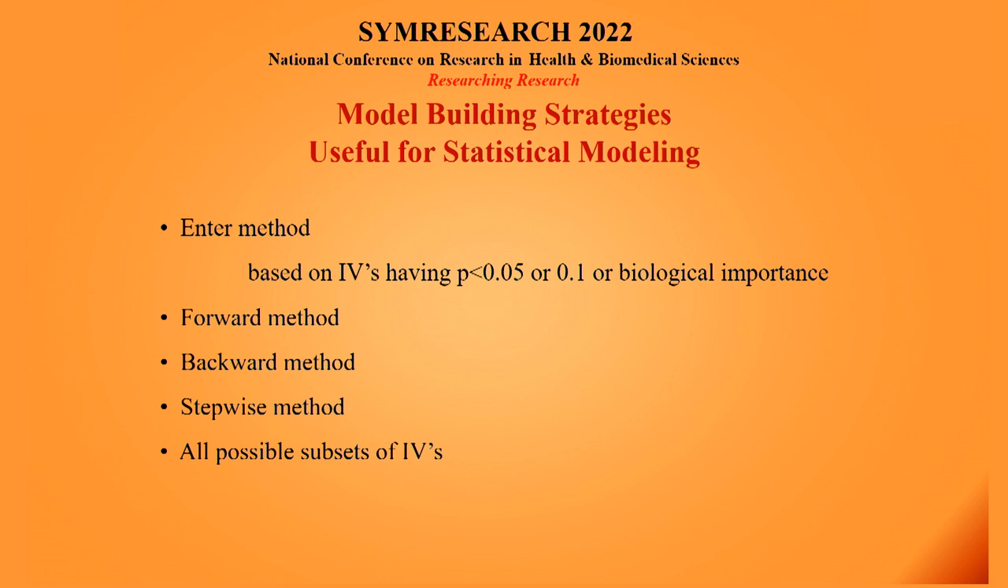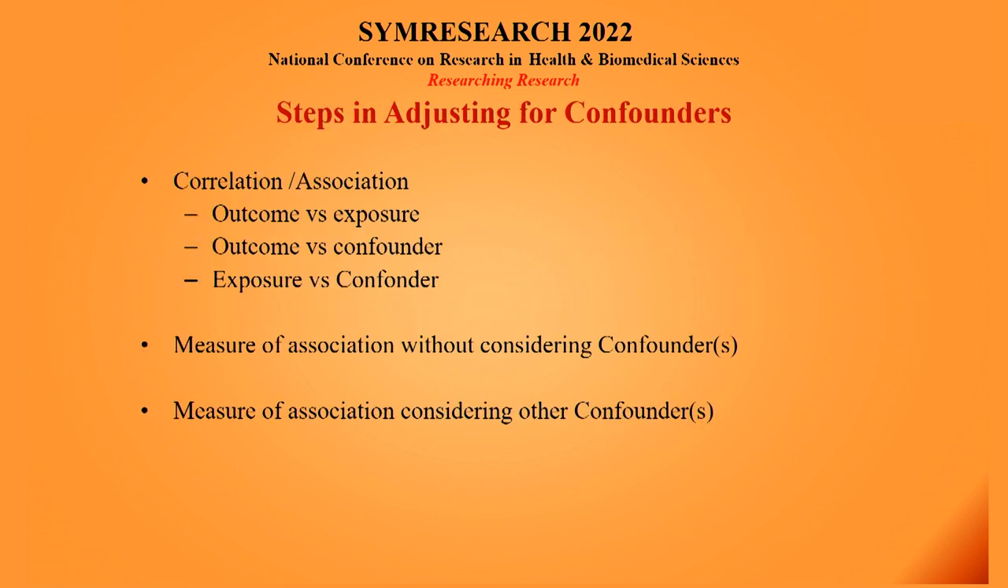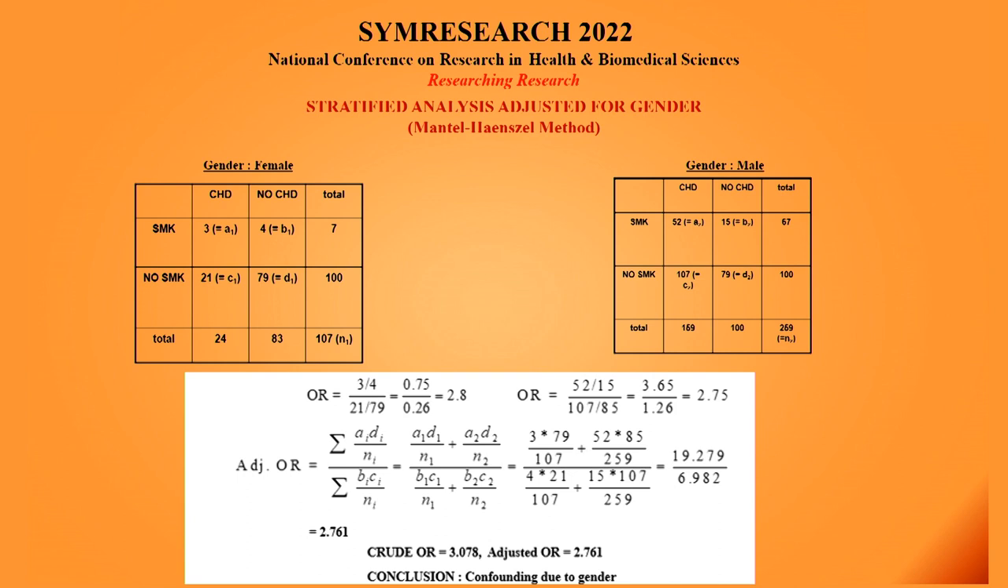And these are various kinds of methods. Commonly, people use the stepwise approach. Stepwise means it has features of both forward and backward. So I will not get into this. These are various methods of estimating: least squares, maximum likelihood. Now, when you adjust for confounders, I think I will skip all of this. I'll skip all of this, but you can have these slides and understand them.